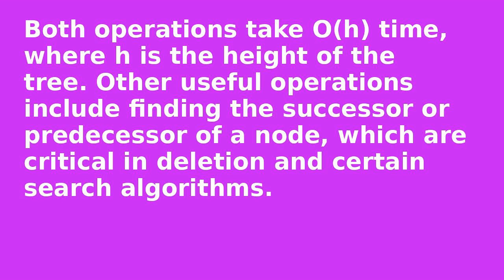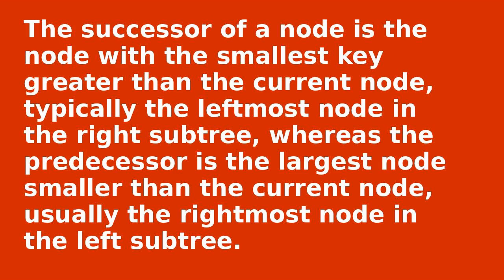Other useful operations include finding the successor or predecessor of a node, which are critical in deletion and certain search algorithms. The successor of a node is the node with the smallest key greater than the current node, typically the leftmost node in the right subtree, whereas the predecessor is the largest node smaller than the current node, usually the rightmost node in the left subtree.